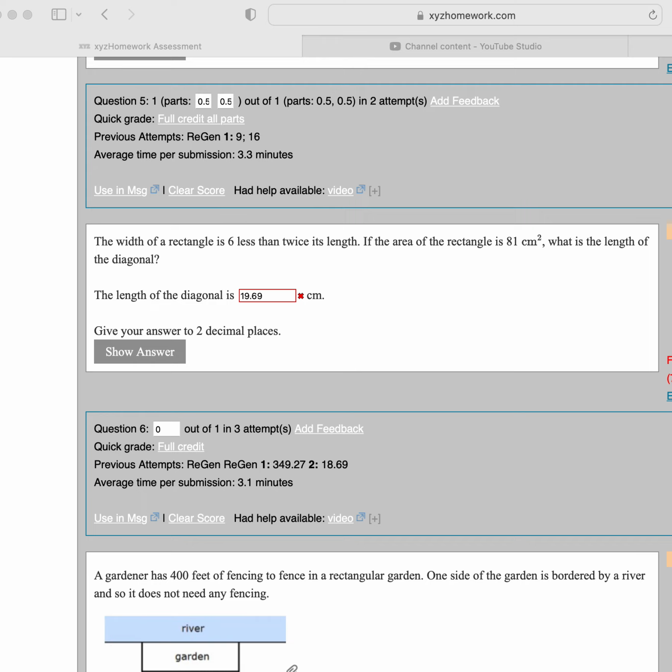Okay, so for number 6, we have: the width of a rectangle is 6 less than twice the length. If the area is 81 centimeters squared, what is the length of the diagonal?